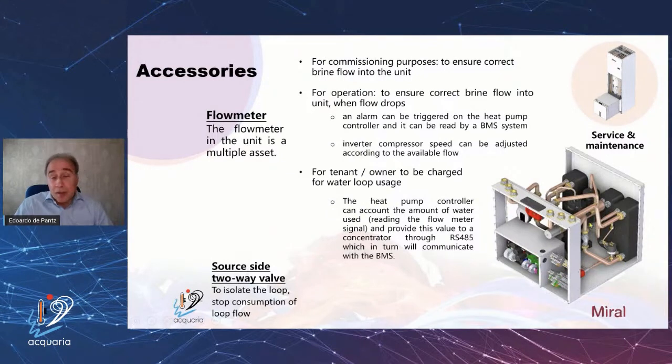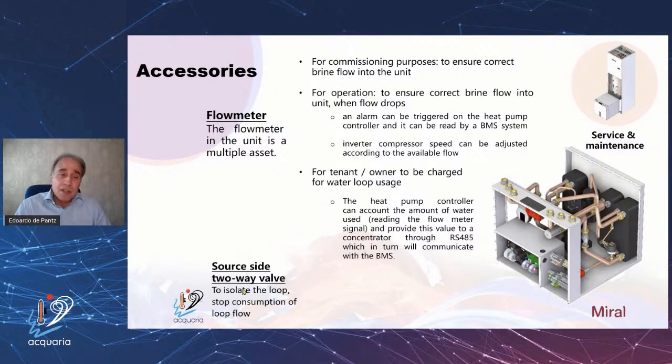And the second one, this flow meter is also very interesting because the measure of the flow on the loop side, on the water flow, together with the delta T temperature on the loop side, can give important information to the building manager to charge the tenant or the owner of the apartment for the consumption of the loop energy. And this is quite an interesting possibility.